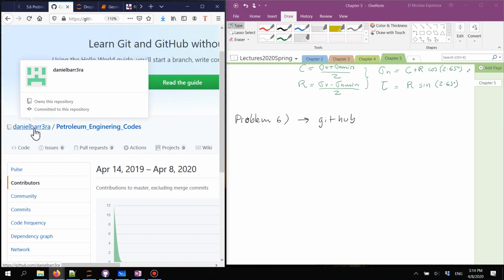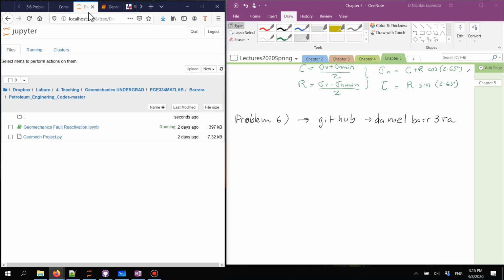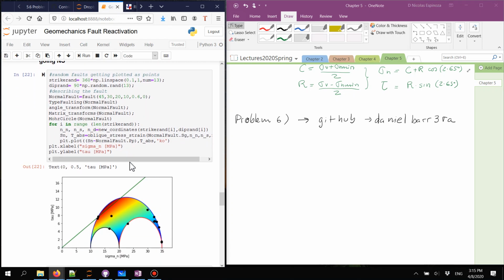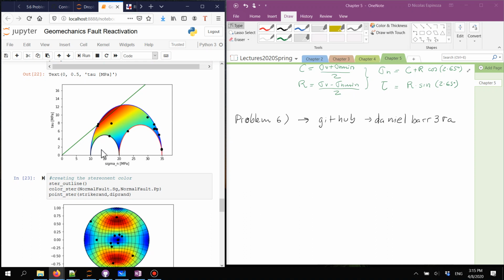Oh, here it is. So if you look at his code, you're going to be able to download that and play with that code and have a solution similar to the one that I showed last time, which is this one over here, in which by using the tensor method, we can tell what the state of stress and what the normal stress is for a given fault.